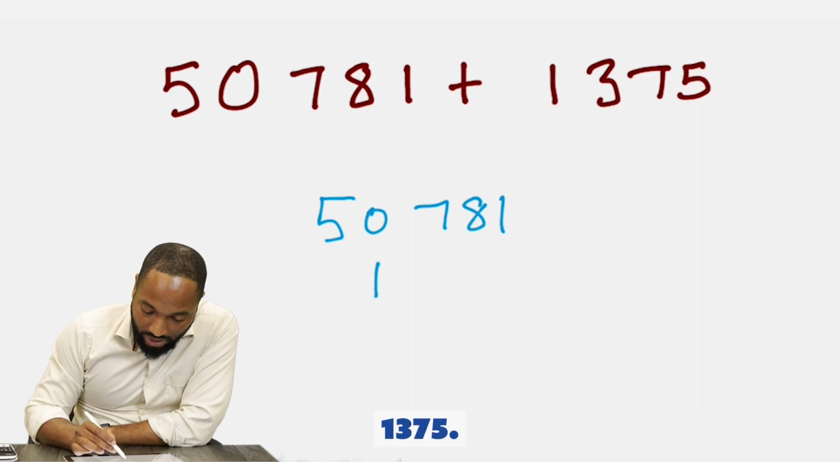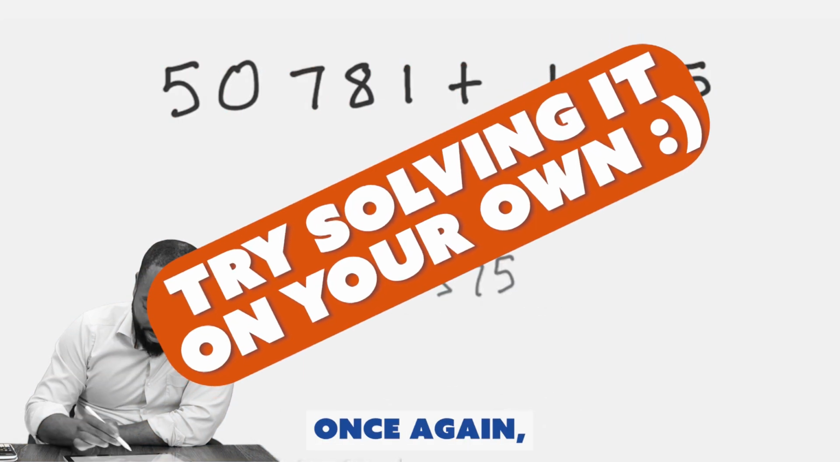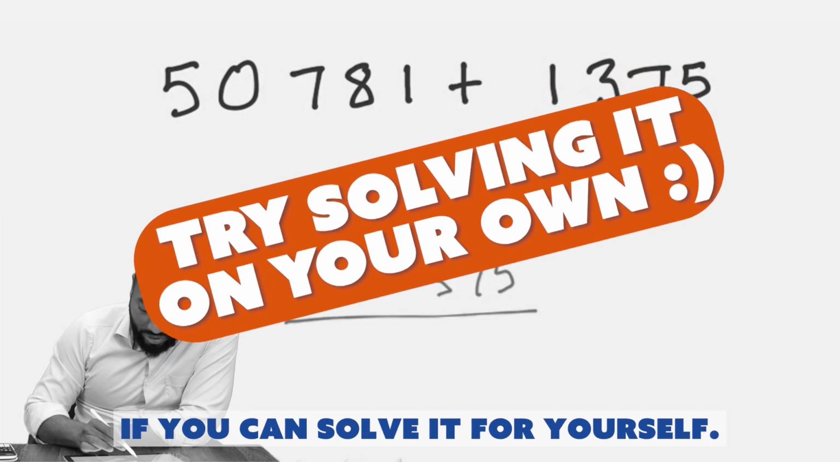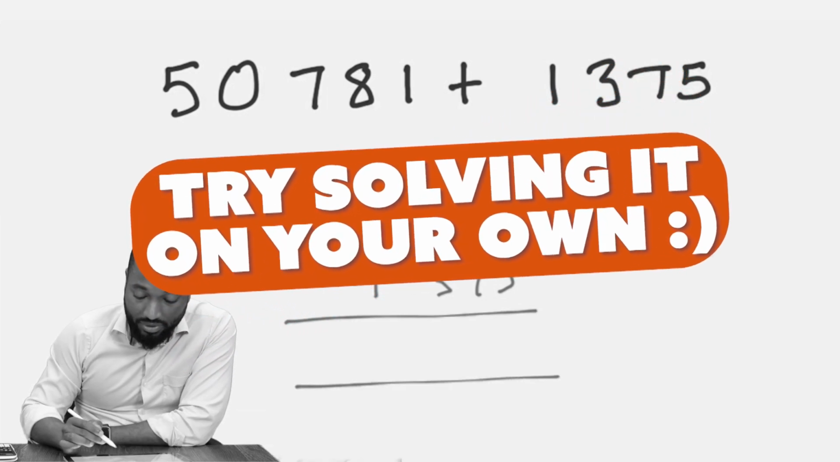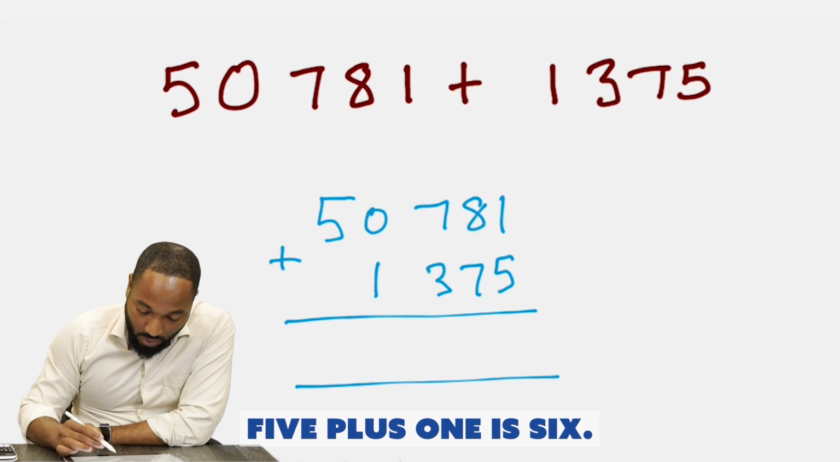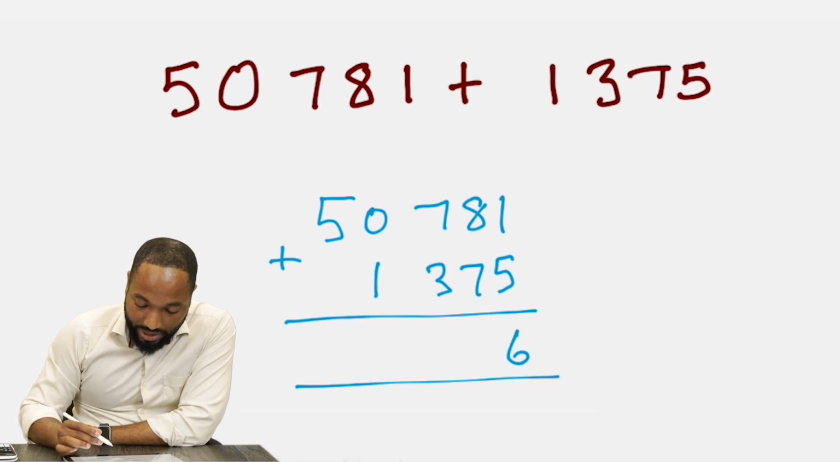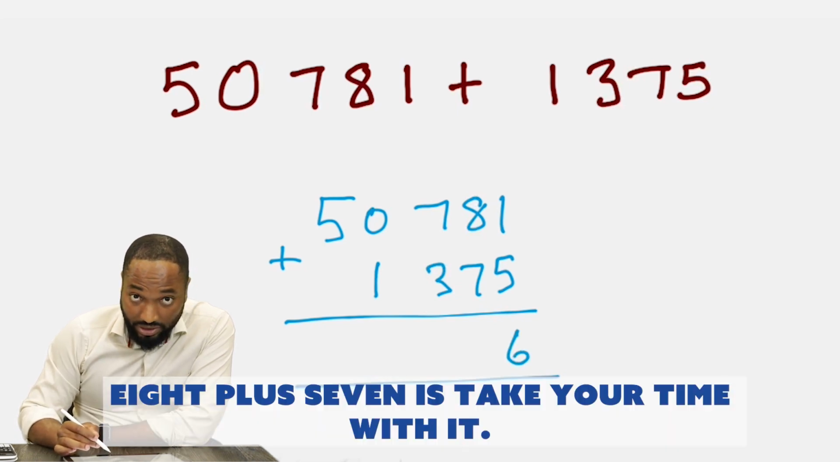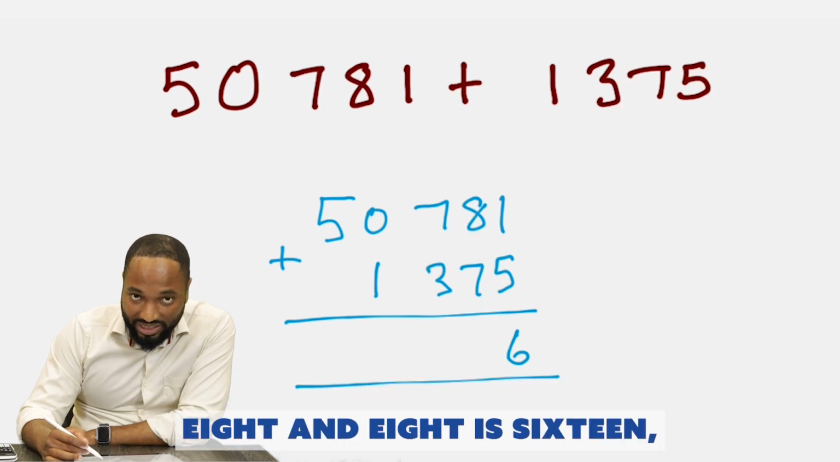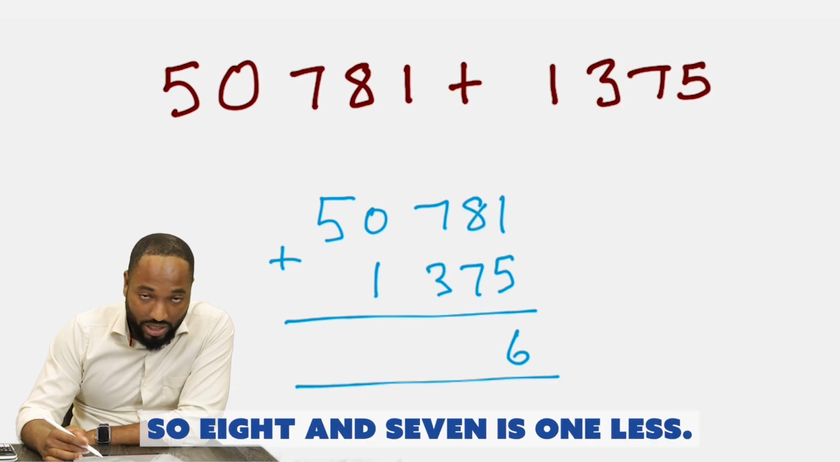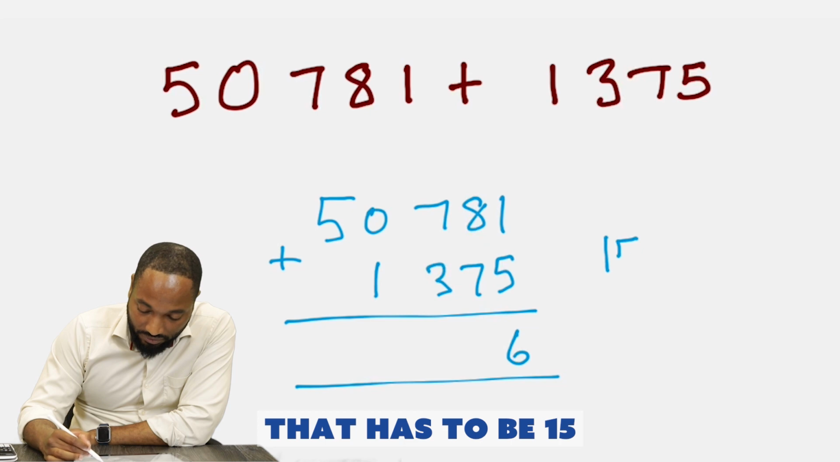50,781 plus 1,375. It's a big number. Once again, you can pause the video and see if you can solve it for yourself. 5 plus 1 is 6. 8 plus 7 is, take your time with it. 8 and 8 is 16, so 8 and 7 is 1 less. That has to be 15.